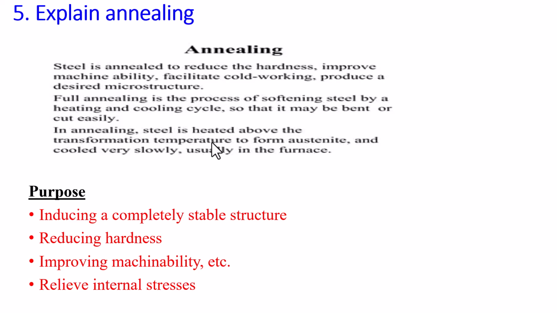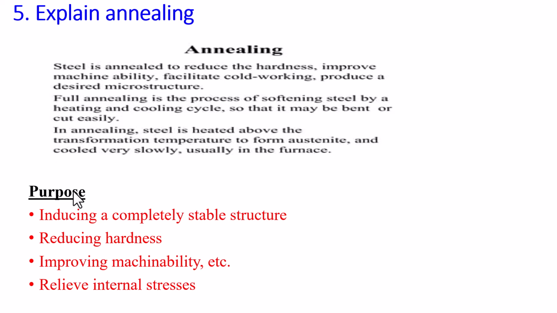In annealing, steel is heated above the transformation temperature to form austenite. We increase the temperature to the austenite state and cool very slowly, usually in the furnace. In the case of full annealing, we heat the material to above the upper critical temperature, in the case of hypoeutectoid steel, soak for a particular period of time, and then cool slowly. Very slow cooling means we cool in the furnace. We just stop the furnace, so it cools inside the furnace. This is the slow cooling process.